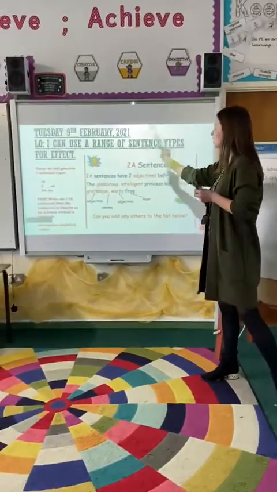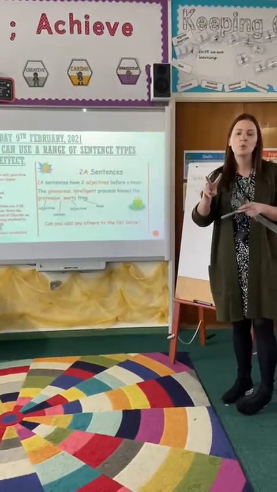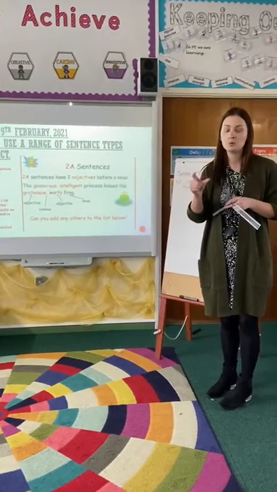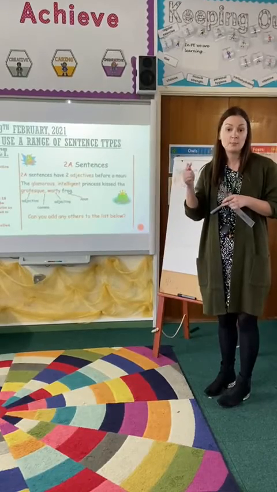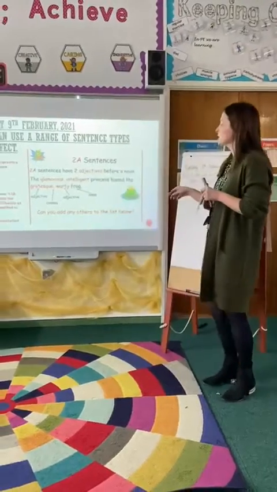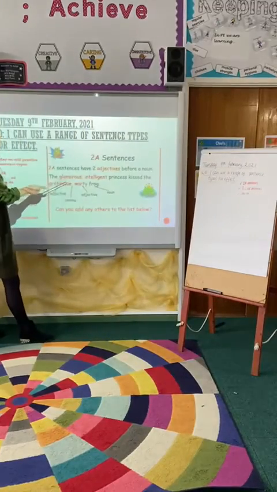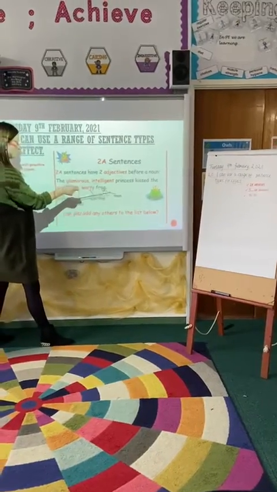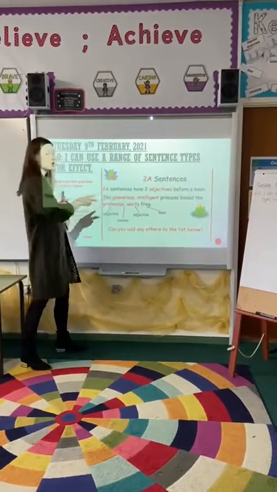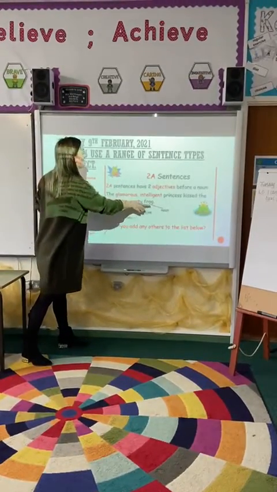So, have a look at your PowerPoint, or you can have a look at this one afterwards. It says 2A sentences have 2 adjectives. We know that adjectives are describing words, okay? And those adjectives need to come before a noun. We know that a noun is the name of a place, a person or a thing, or an object. And then you've been given an example here. It says the glamorous, intelligent princess. So I've got glamorous, which is my adjective. I've also got another adjective here, and princess, which is also a noun. So actually in this sentence, I've got 2 examples of 2 adjectives and a noun. The second part, I've got grotesque, warty, and frog.